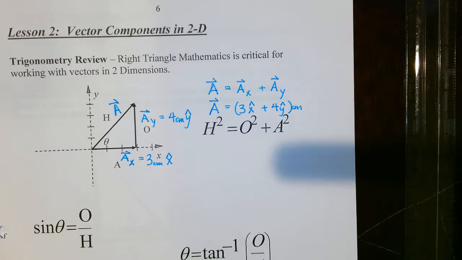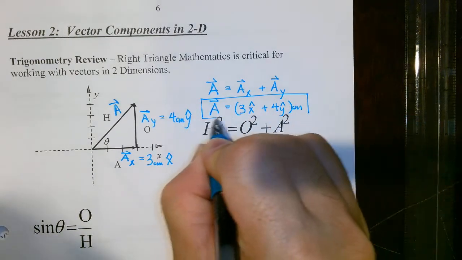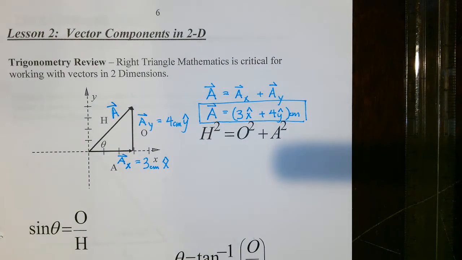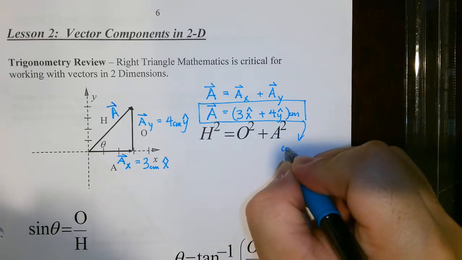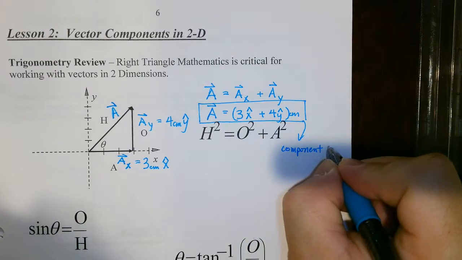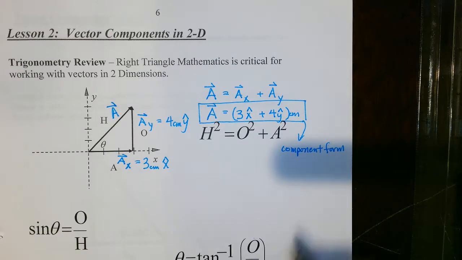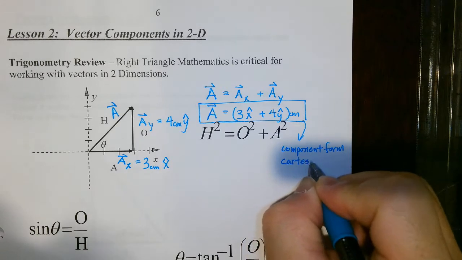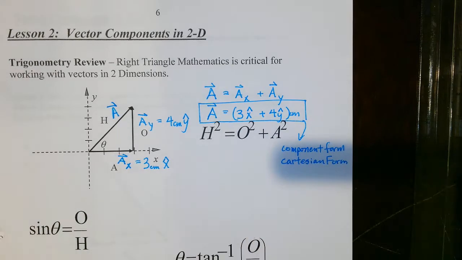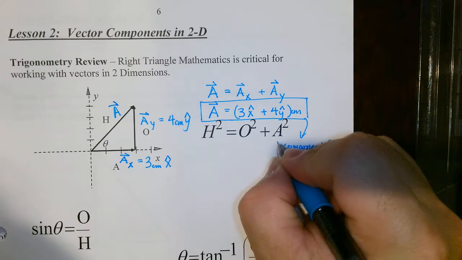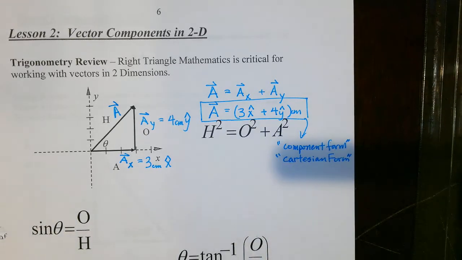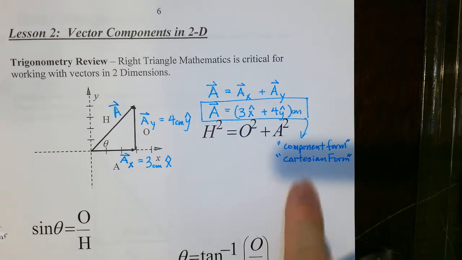Okay? Components. This form of writing a vector is called the component form, or it's also known as the Cartesian form. All right. So whenever it's written like this, understand it as component form or the Cartesian form.